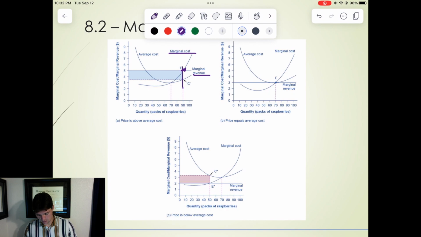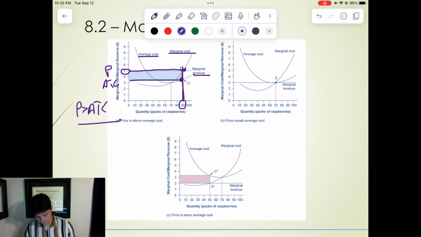In each one here, we do marginal revenue equals marginal cost, and that happens right here. We find the quantity, and we find the price, which is 5, and we find the ATC, which is here, the average cost. So what's happening here? Price is up here, and ATC is down here. So price is greater than ATC, so that is economic profit. So that blue area right here is profit.